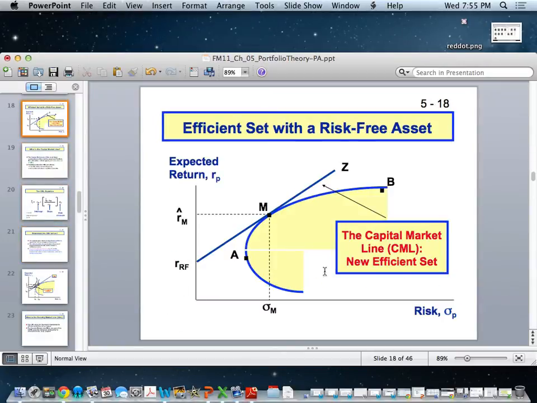There you go. M, that's your market portfolio. That is the SPY. RF is SHY, which is there.